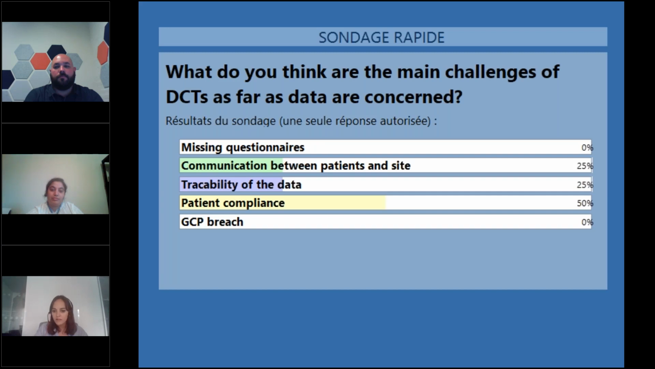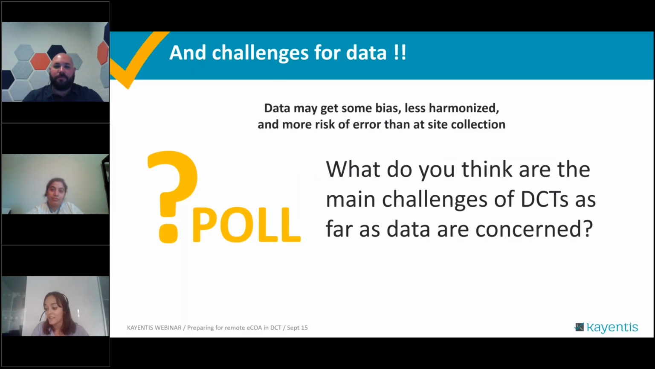Hi, yes, Paula, it looks like we have about 25% communication between patients and site, 25% traceability of the data, and 50% patient compliance. That is really interesting because the communication between patient and site is important, the traceability as well, and also the timelines. But all the answers are accurate, and we are going to see together why in the next slides.